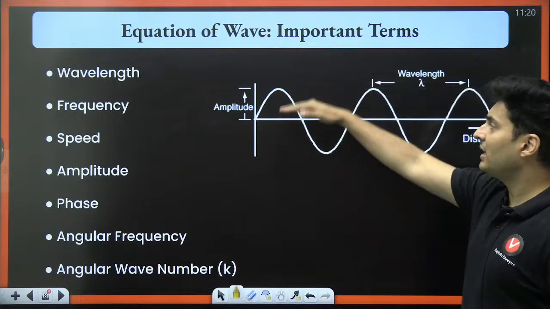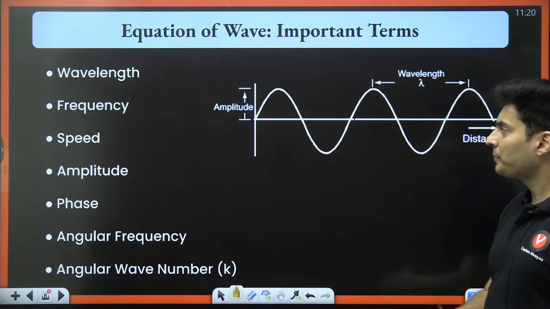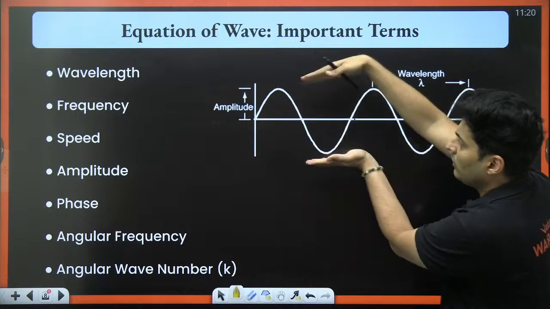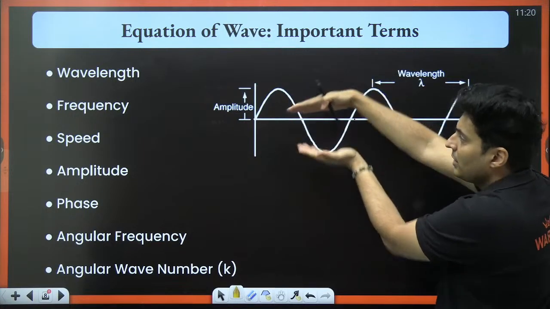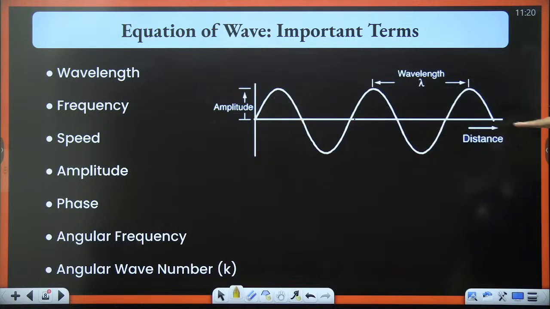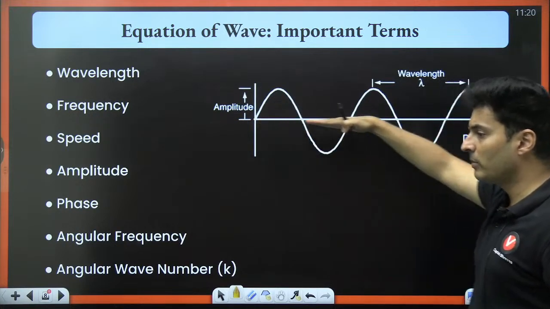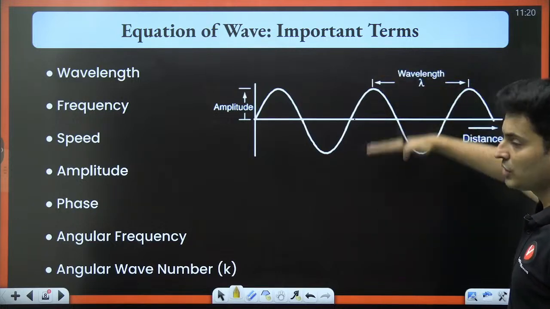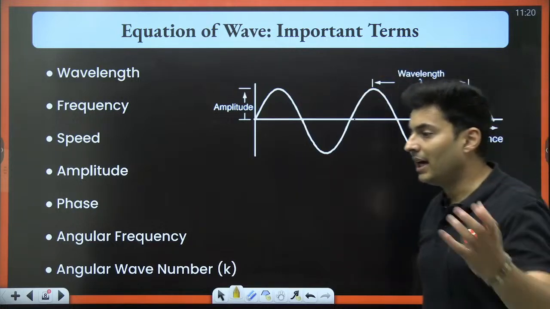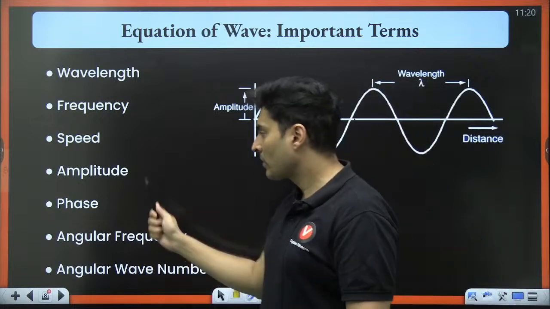Amplitude is the extent till which it goes up or down. Remember, amplitude is not from here to here. Amplitude is only either this or this. So from the equilibrium, from the average or from the mean, how much is your maximum deflection? That is basically your amplitude, right?